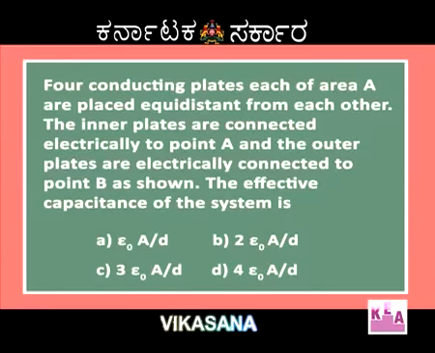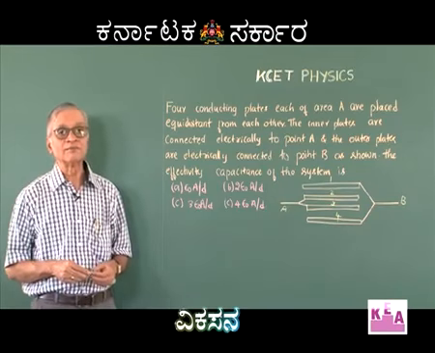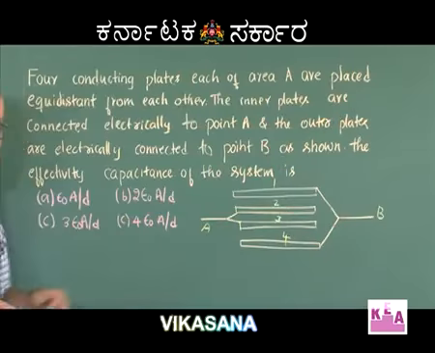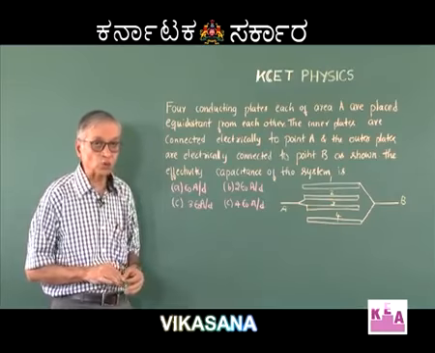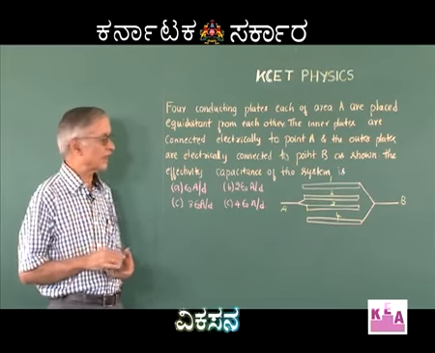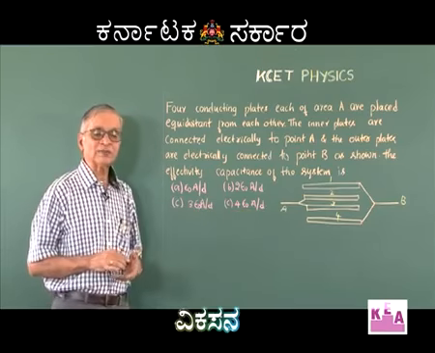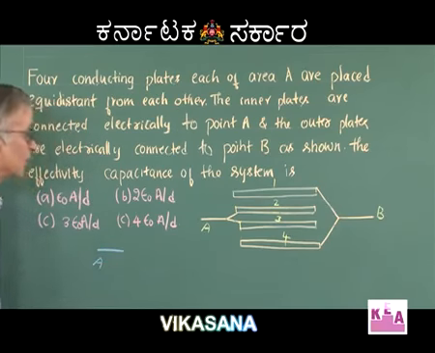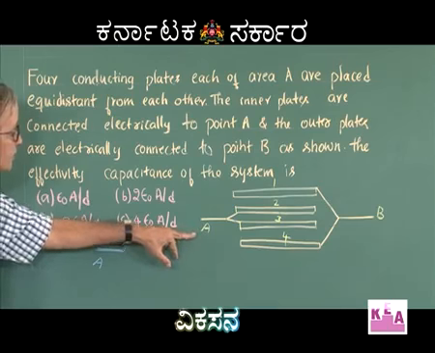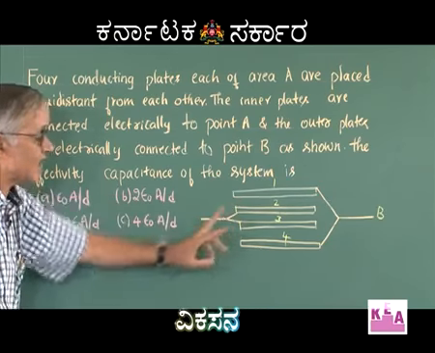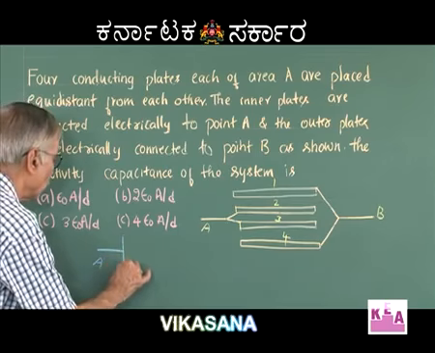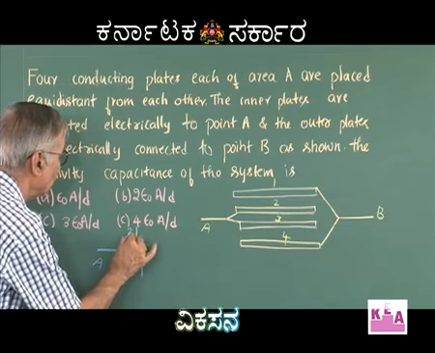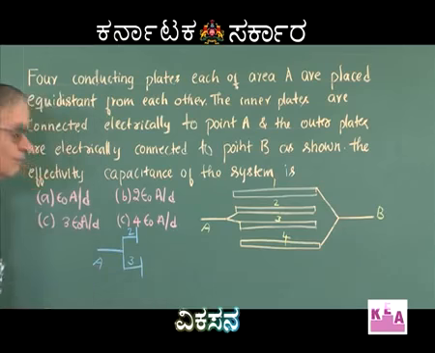To calculate the effective capacitance, I want to draw an equivalent circuit to this arrangement. I request you to please note the way in which we are drawing the equivalent circuit. Let me start from the point A. This is the point A. You can notice that A is connected both to the plate 2 as well as to the plate 3.